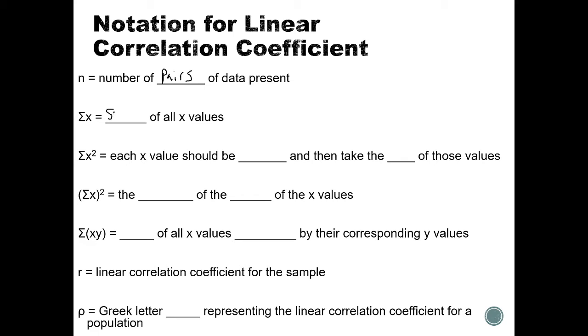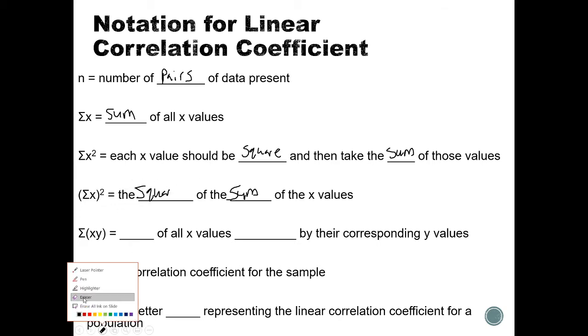Sigma x is the sum of all x values. Sigma x squared means that you take each x value, square it, and then take the sum of those. So you square it and then sum them. This one is slightly different. This means that you square the sum of the values. You might say, well, isn't that what you just said? No, it's not. This means that you add all the x's first and then square that result afterwards. So the second one is the backwards version of the first.